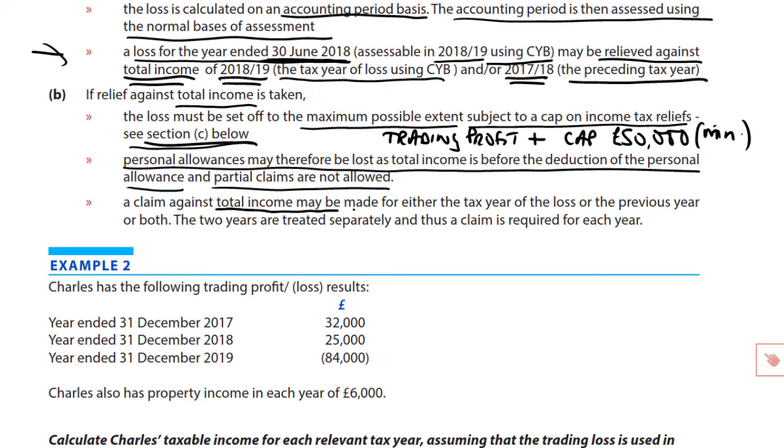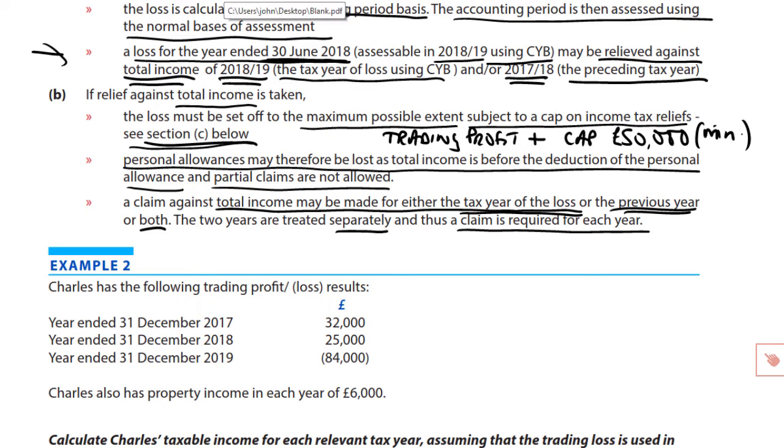A claim against total income may be made, as we know, for either the tax year of loss or the previous year, or both. The 2 years are treated separately, and therefore a claim is required for each such year. Each year requires its own separate claim, and you will specify the order in which you make those claims. Okay, that's all the theory. Let's now have a little look at an example.